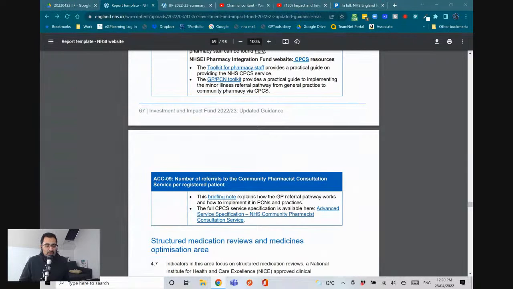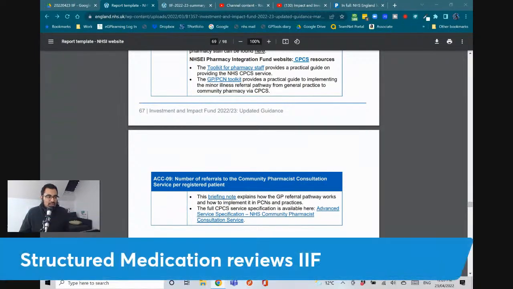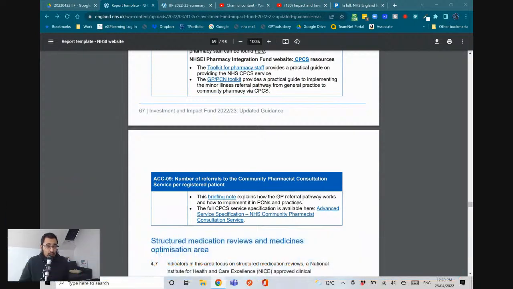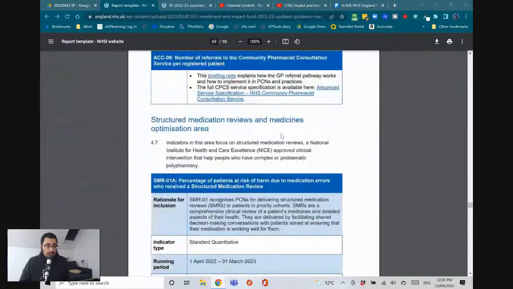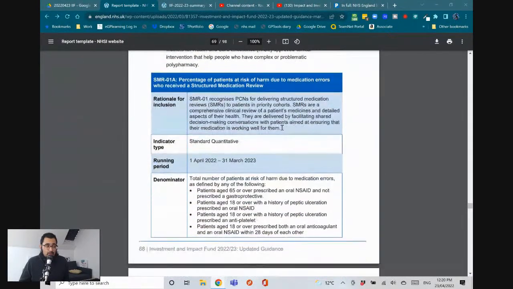Anyway, last couple of sections. So we've got structured medication reviews, IIF. I'm not going to go into this one in great detail. We're going to whistle through this one because the structured medication reviews are hopefully a part that many of you have already been doing, because it's been a long-standing part of the QOF. Just to outline the points and payments.